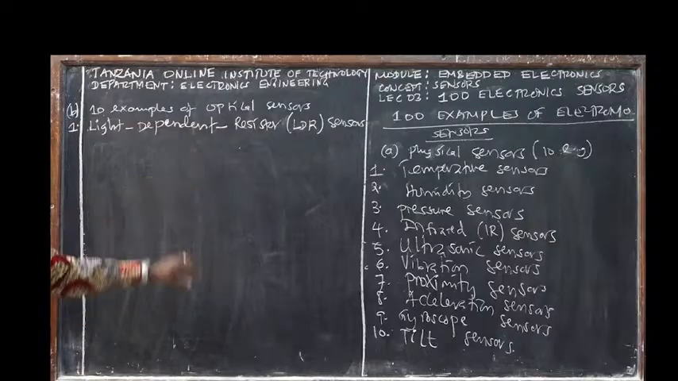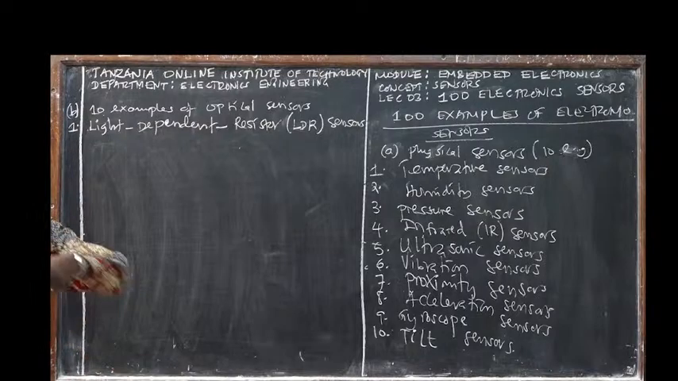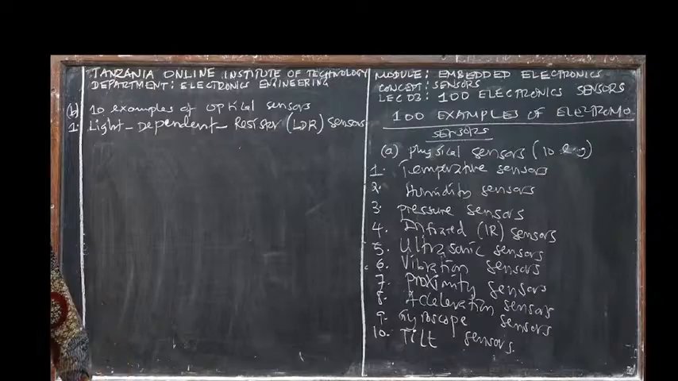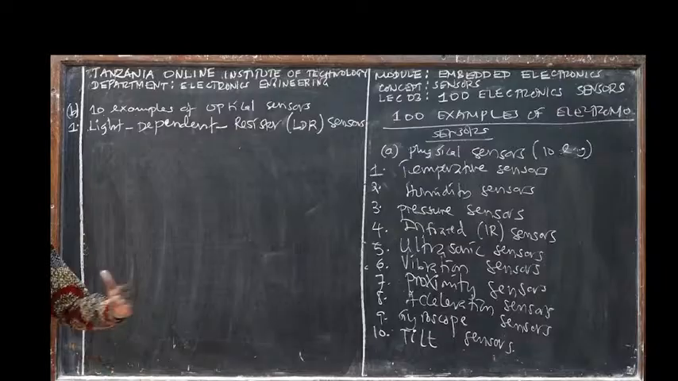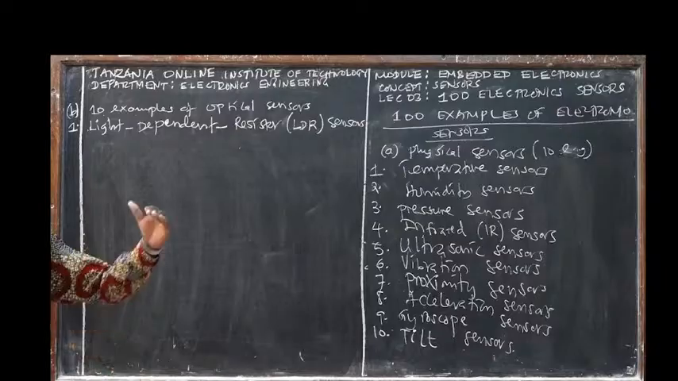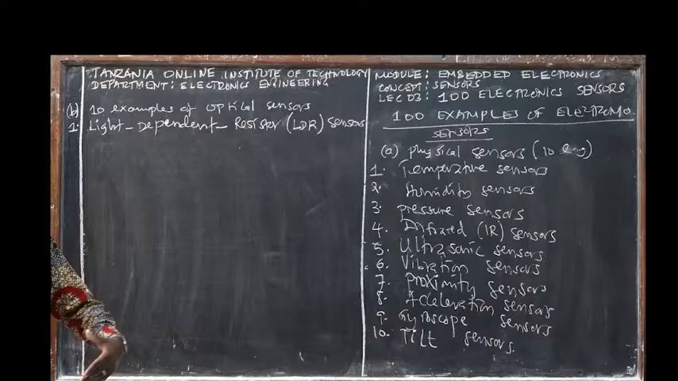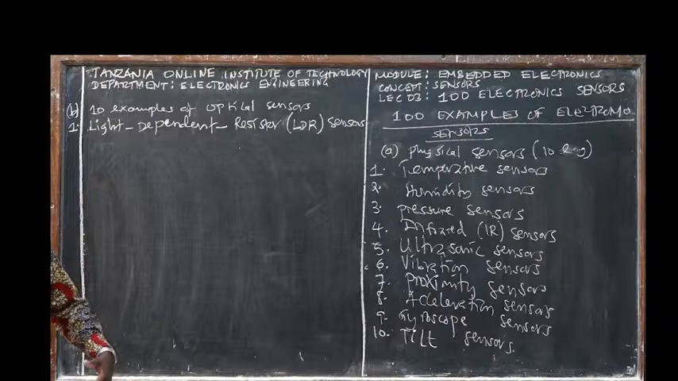Kimsingi hizi ndio zinazotumika katika kuwasha taa na kuzima taa za sola za mjini. Wakati wa usiku resistance inakuwa kubwa. Nawasha taa. Wewe unazima.